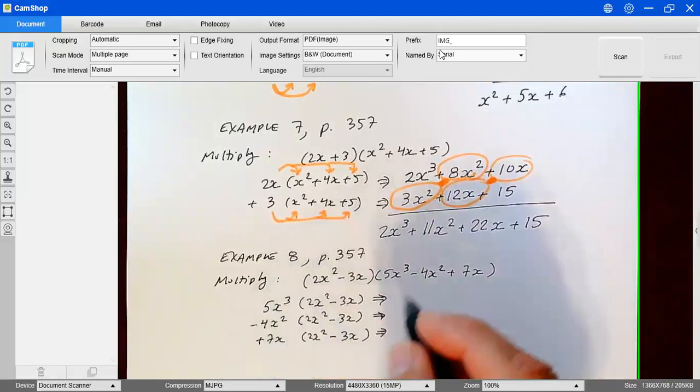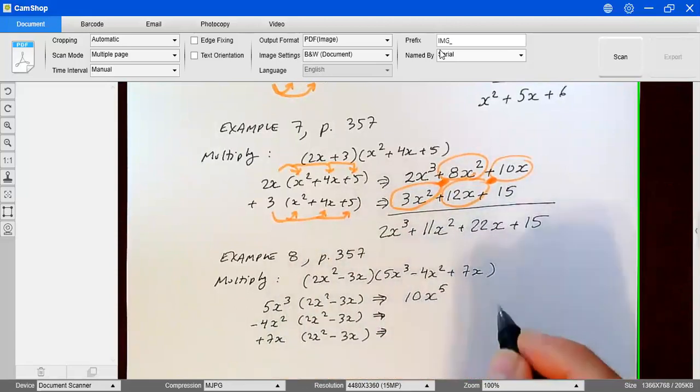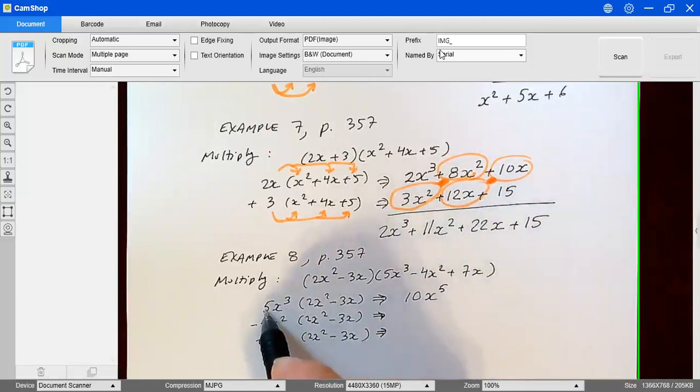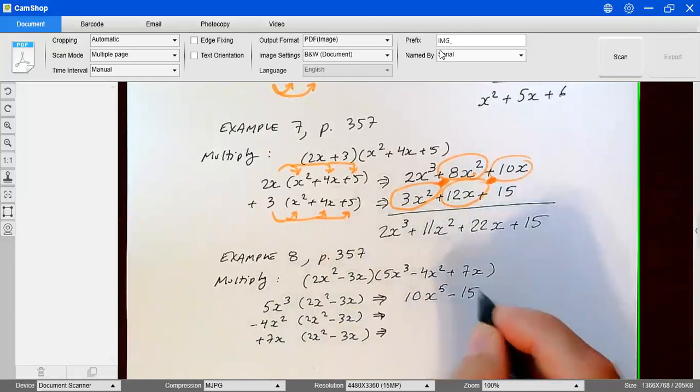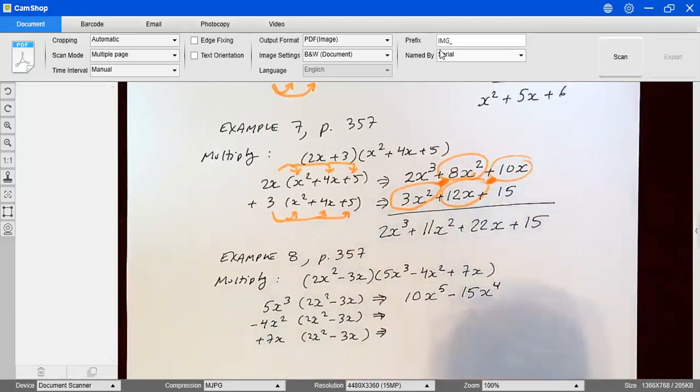Coefficients, 5 times 2 is going to be 10. X to the 3 plus 2 is going to be 5. So 10x to the 5th power. Then positive 5 times negative 3 is going to be negative 15. X to the 3 plus 1 is going to be 4. The next row now, negative 4 times positive 2 is going to be negative 8.